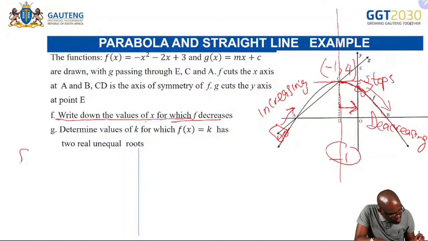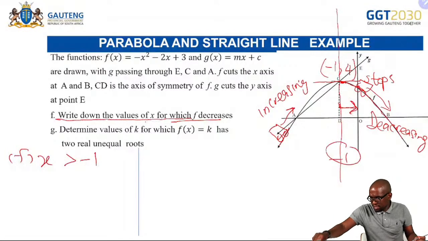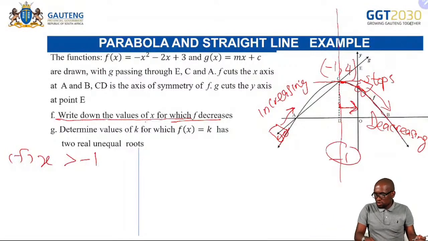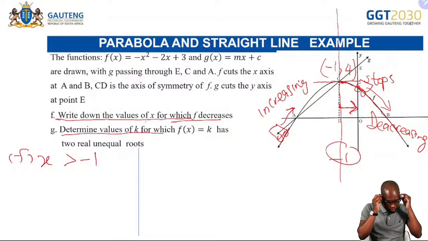So it decreases when x is what? X is greater than -1. Decreases when x is greater than -1. So that's very, very important. When x is greater than -1, that's where the graph of f decreases.